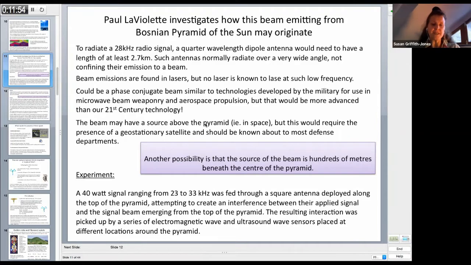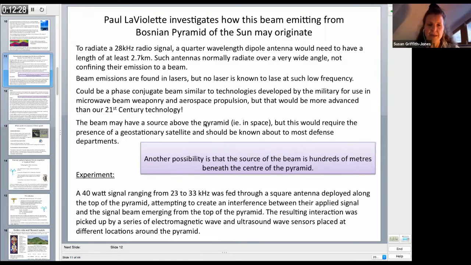So to radiate a 28 kilohertz radio signal, a quarter wavelength dipole antenna would need to have a length of at least 2.7 kilometers. Now that's really long, 2.7 kilometers. I suppose that's almost several miles. Such antennas normally radiate over a very wide angle, not confining their emission to a beam. So you would not expect to see or experience what you do above the Bosnian Pyramid of the Sun in that sense.